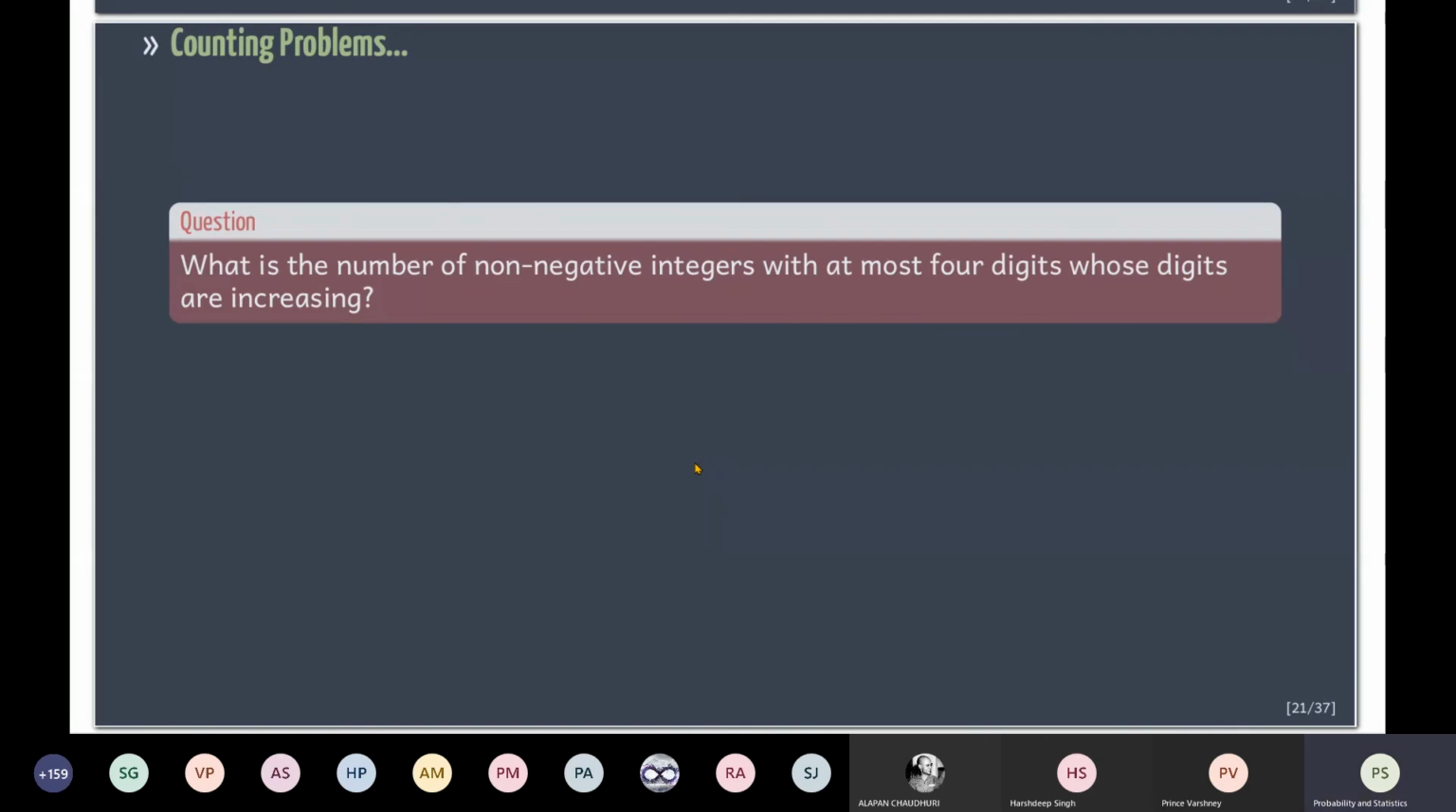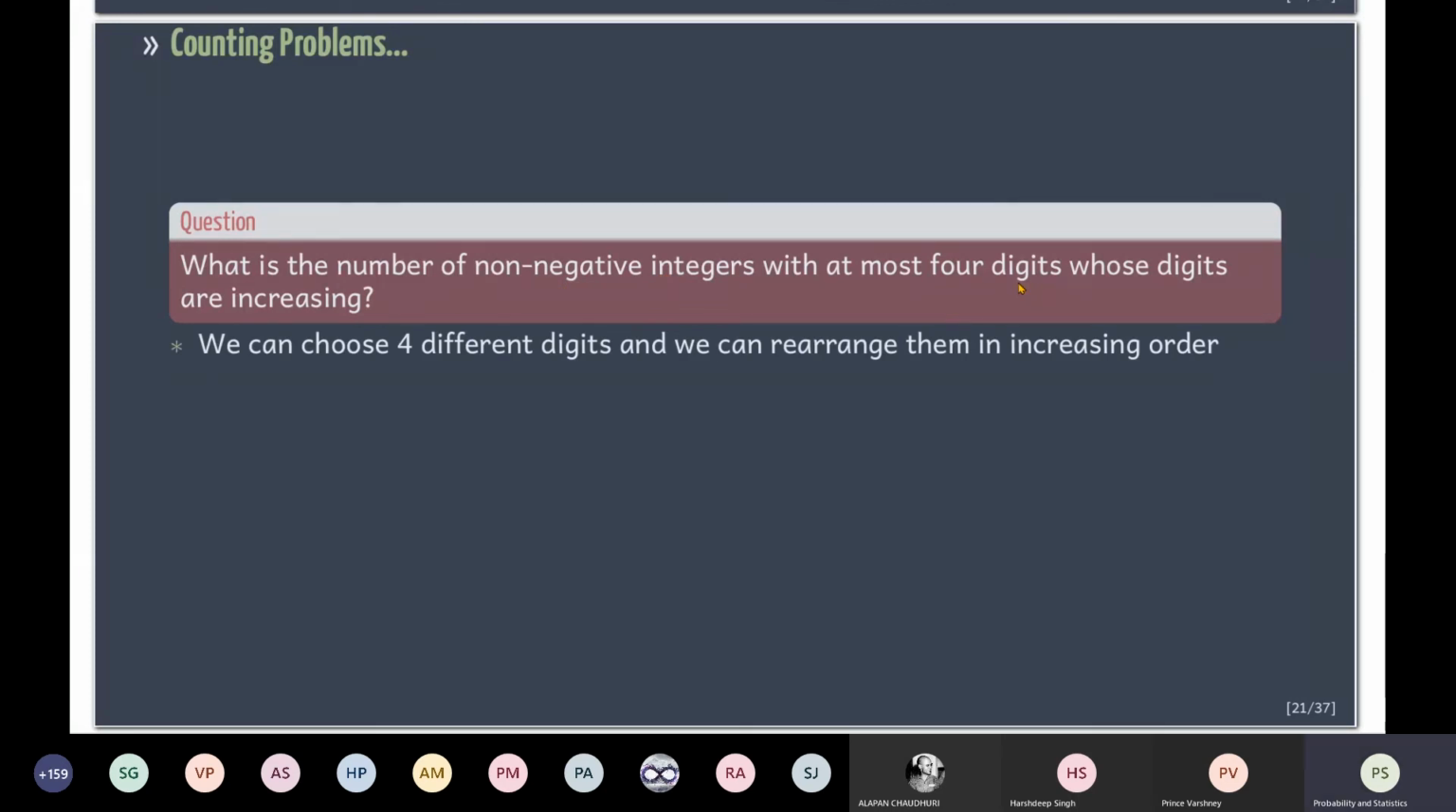So let us make it a little bit more tricky. What is the number of non-negative integers with at most 4 digits? Now we are talking about at most 4 digits. We are not saying 4-digit numbers. We are saying at most 4-digit numbers. It could be a 1-digit number, a 2-digit number, a 3-digit number, or a 4-digit number. And whose digits are increasing.